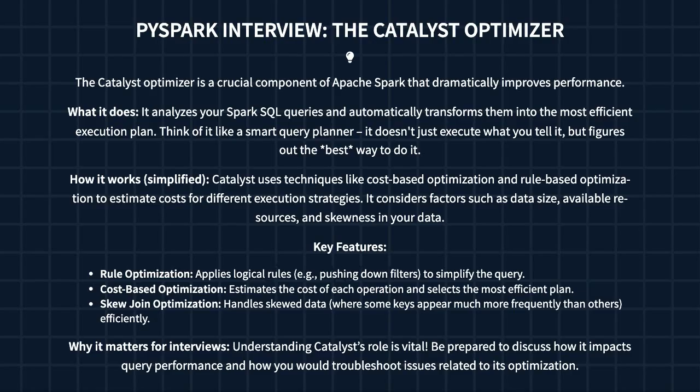It uses techniques like rule optimization, simplifying queries by applying logical rules, and cost-based optimization, which estimates the costs of different approaches and picks the cheapest one. And it's particularly good at handling skewed data, where some values appear much more frequently than others, to make sure your Spark jobs run smoothly. Understanding how Catalyst works is a key skill for any PySpark interviewee.